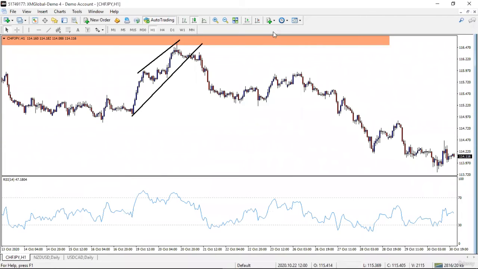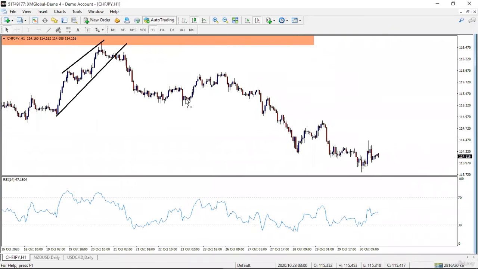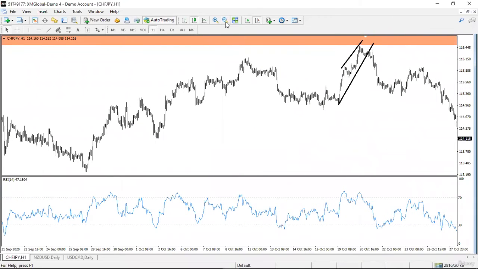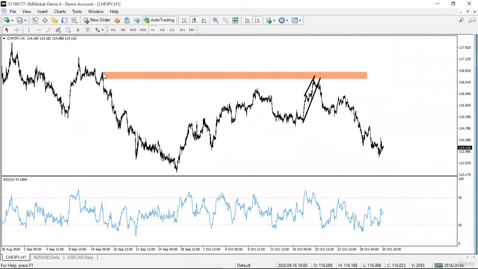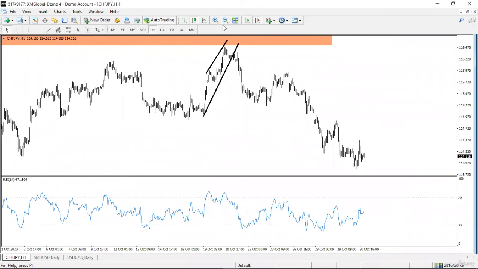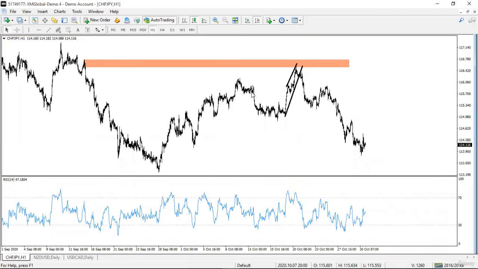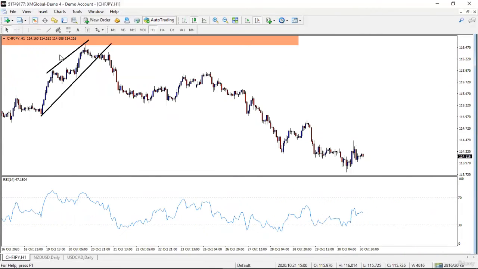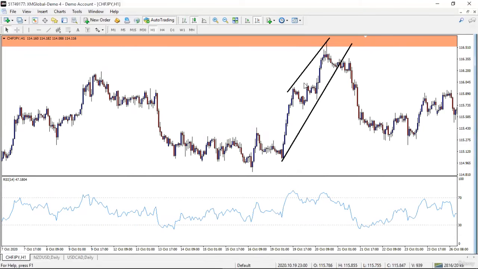I have CHF JPY on H1 going to react to that previous supply or resistance level. And then as it goes back to retest, what is it doing? Creating this rising wedge. Here is your rising wedge. And you can see as it goes up here, it's going down here. Now, this is a good sign. If you're going to sell, you will count the number of pips from your first low to your first high. Then after the break, this is what you're going to use as take profit.